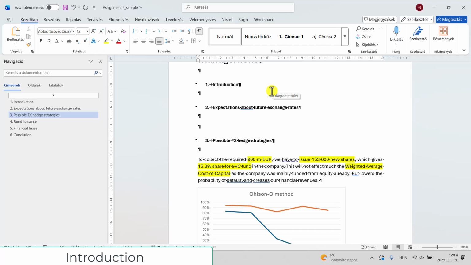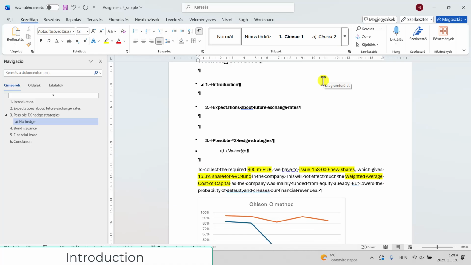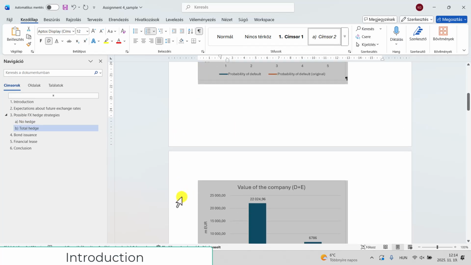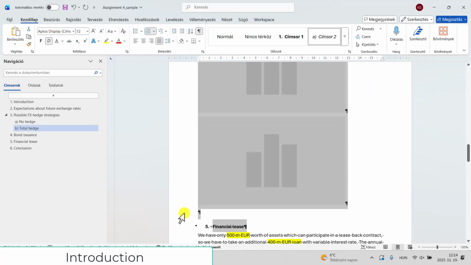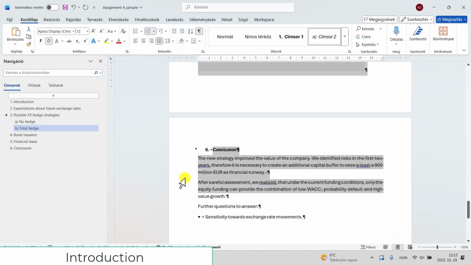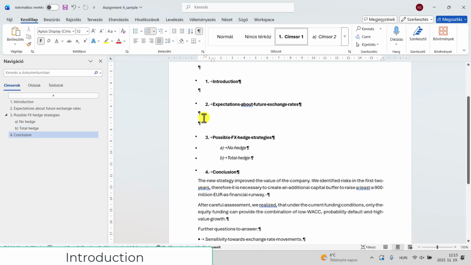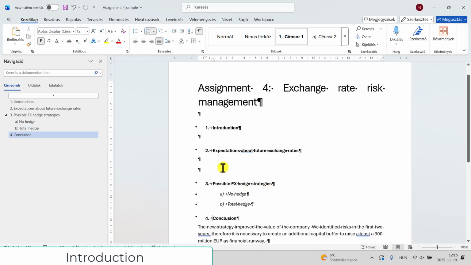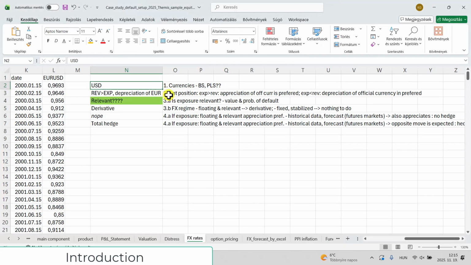In this case we have to check what happens if we are doing no hedge, or if we are following a total hedge strategy. And then we have to erase all the remaining stuff except the conclusion, because the conclusion is necessary. And then during the no hedge and total hedge strategies, we will see whether this is relevant or not relevant, but now it's time to start the description.